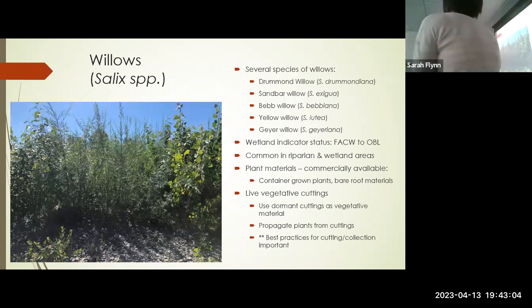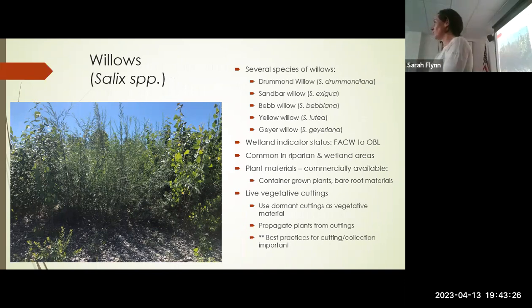And willows, we all love them. Willows are super abundant, and there are so many different species of willows that can be used for revegetation. Drummond willow is often one in the floodplain. We see sandbar willow along stream banks. We see it on ditches. It's readily available for collecting for cuttings.